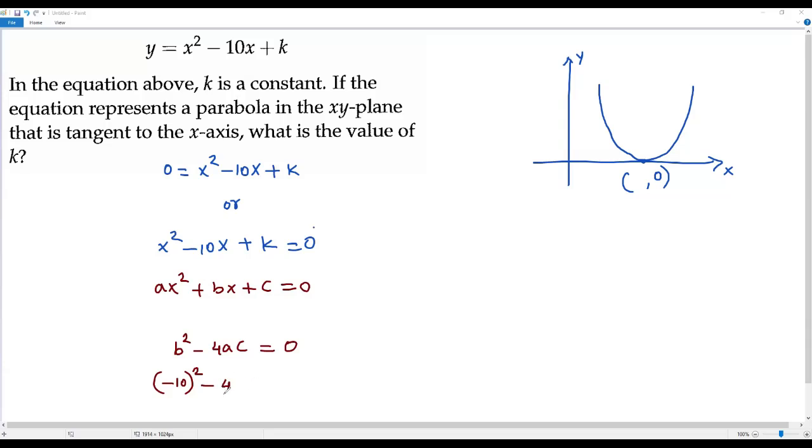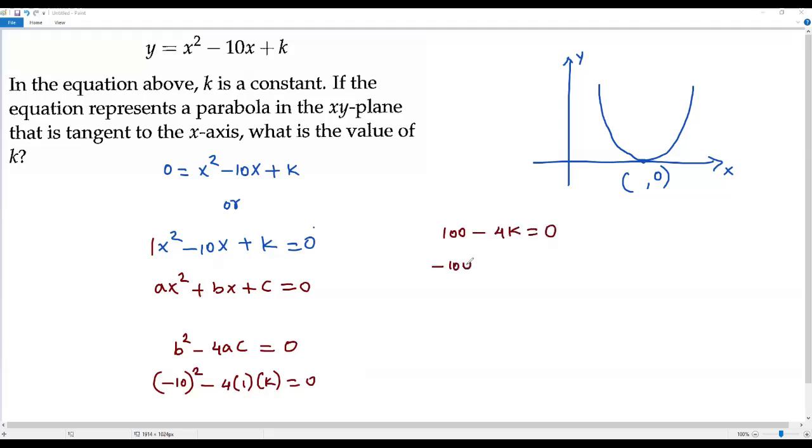Then negative 4 times a, the coefficient of x square, which here is 1. And c is the constant term. In our quadratic equation, the constant term is just k, so we can plug in k for c, equals 0. The evaluation of negative 10 square is just 100. Negative 4 times 1 is 4. 4 times k is 4k, equals 0.